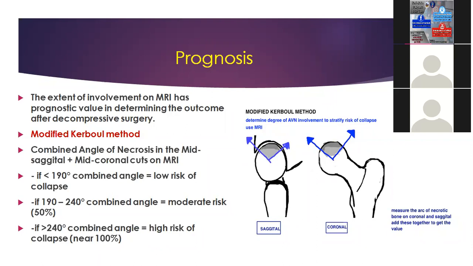We can combine the images and combine the quantitative affected part through the sagittal view and also the coronal view. If we measure that angle for the affected part of the femoral head and combine them, if it is less than 200, maybe a low risk. More than 200, it will be moderate risk. More than 240, it's high risk. And this is another modified Kerr-Paul method.